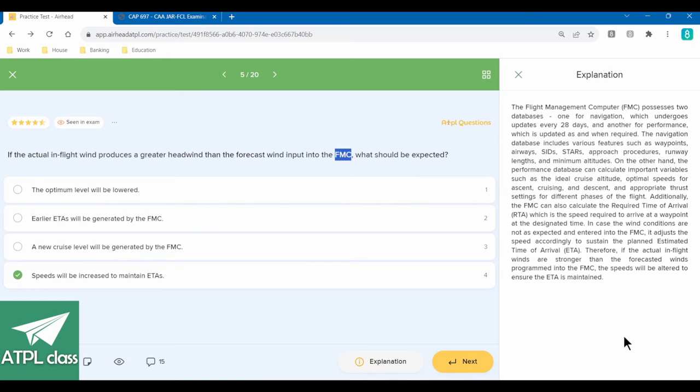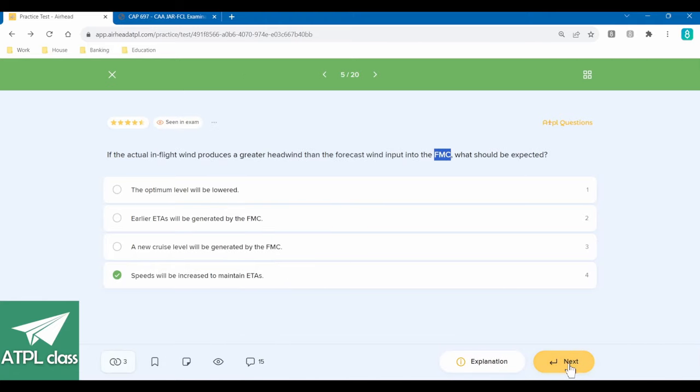You can read that whole explanation if you want. You can pause the video. I'm pretty sure I know how an FMC works.